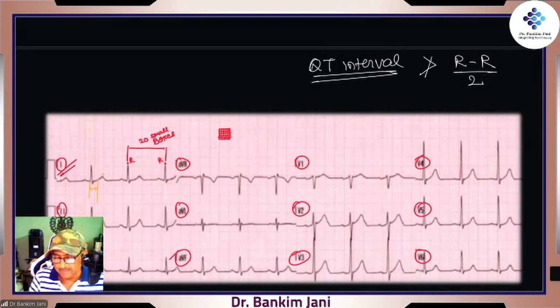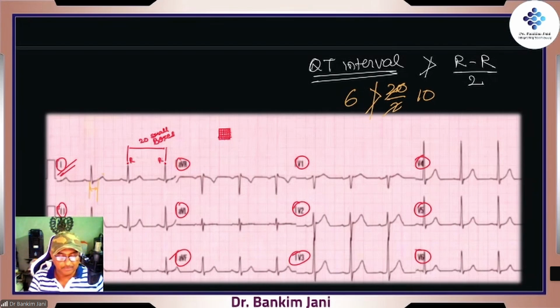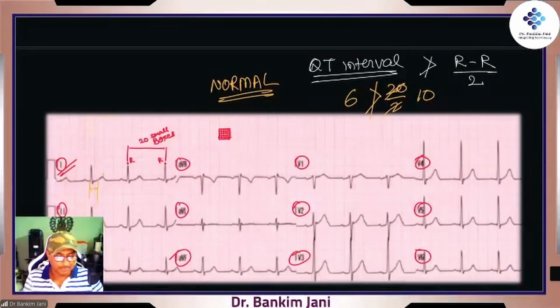So when we say this, the QT interval is 6 boxes. RR is 20 divided by 2, which is 10. So yes, definitely 6 is not more than 10. That means this is a normal ECG. Though there are some other things to be seen, at times when you want to take a quick decision, this is a very effective method. It won't be asked in an exam ever. No one would ask you this, but this is a practical thing.